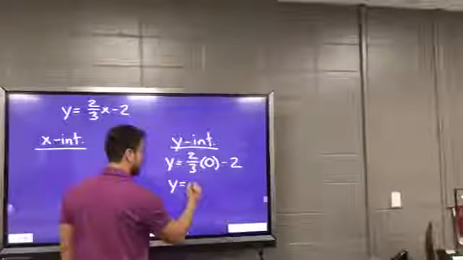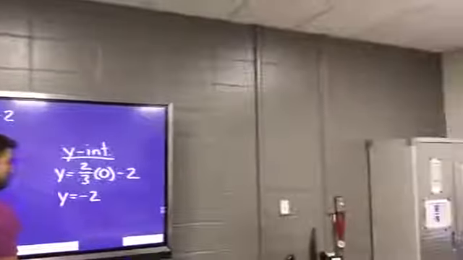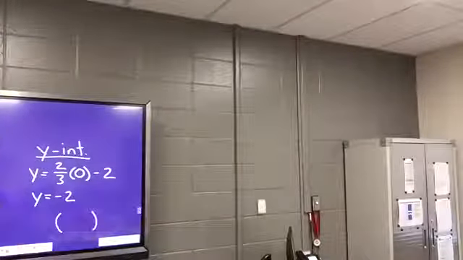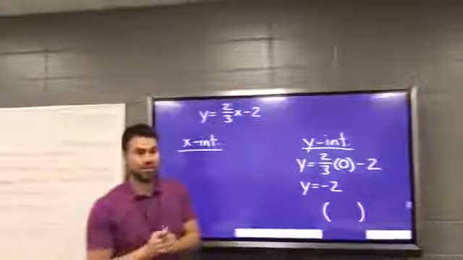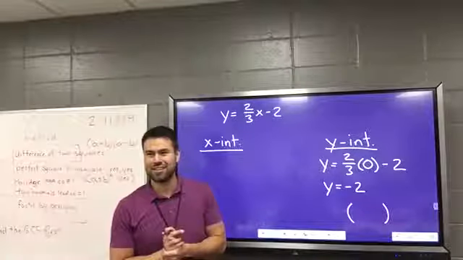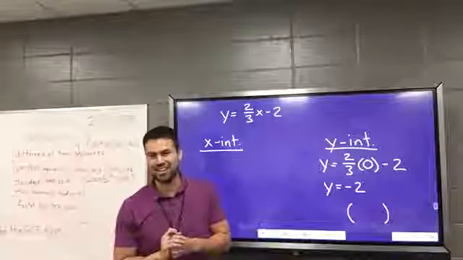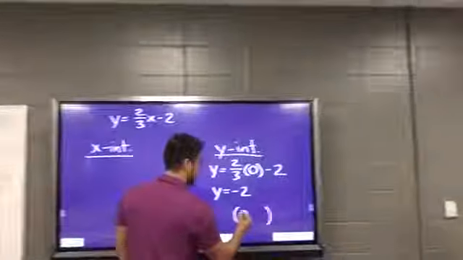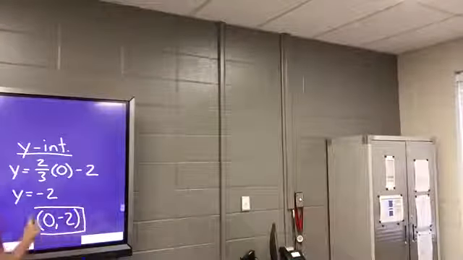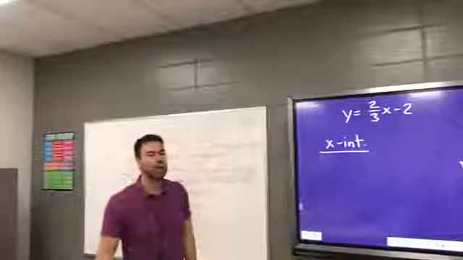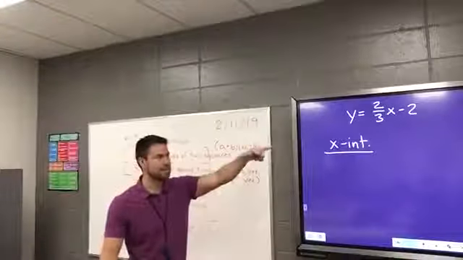So what does y equal here? Negative 2. What's the ordered pair? Somebody help me out. I need an ordered pair. Say it right. 0, negative 2. Does order matter? Yes. If you put negative 2, 0, that's something else. That's an x-intercept, but that line's not going to cross that point.